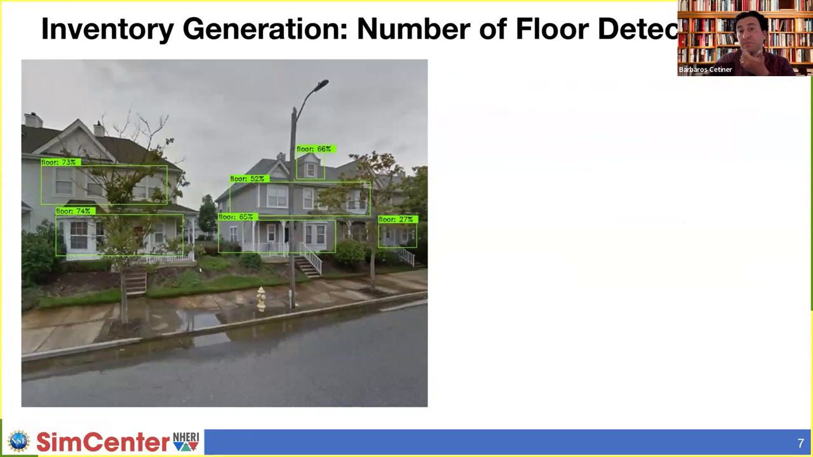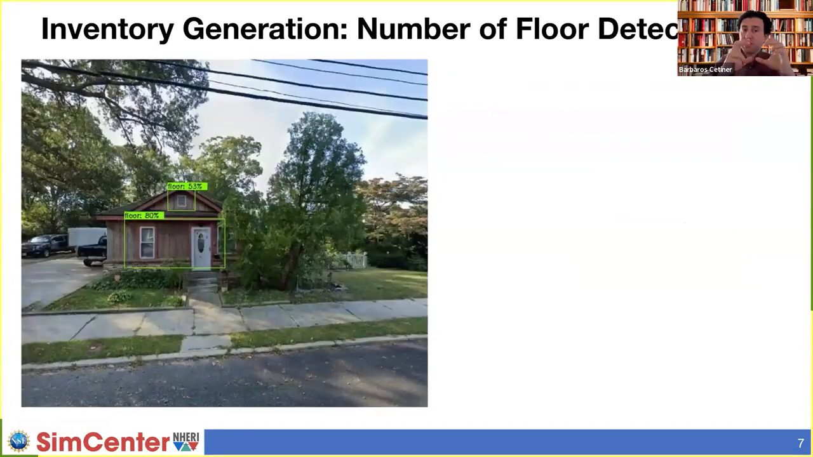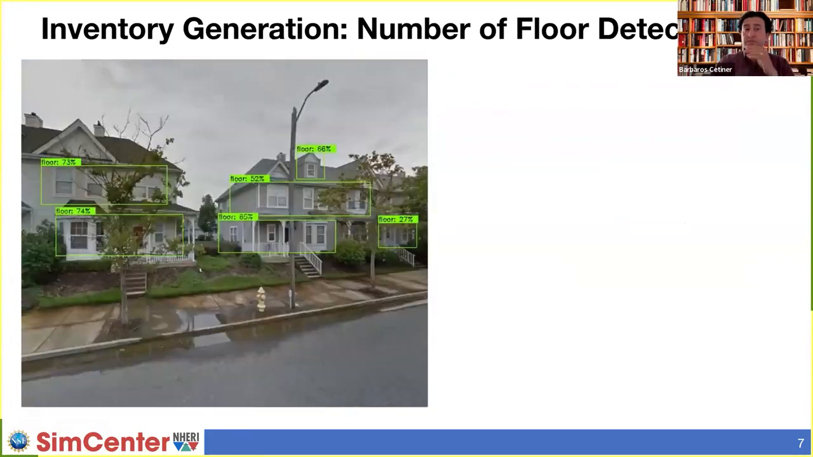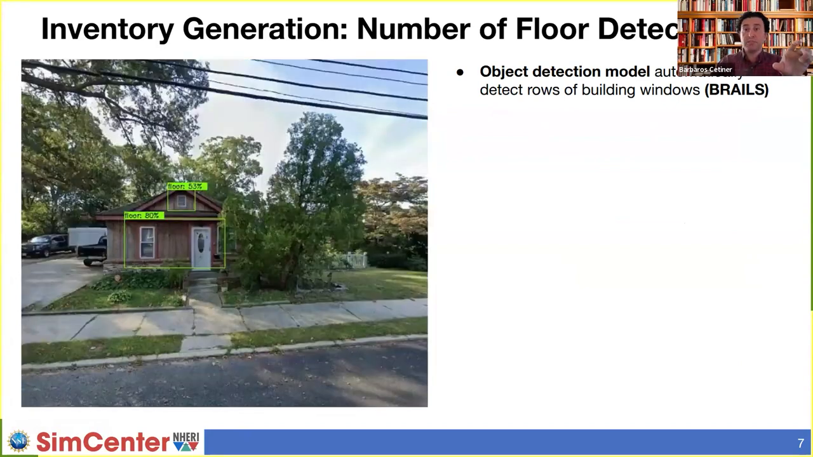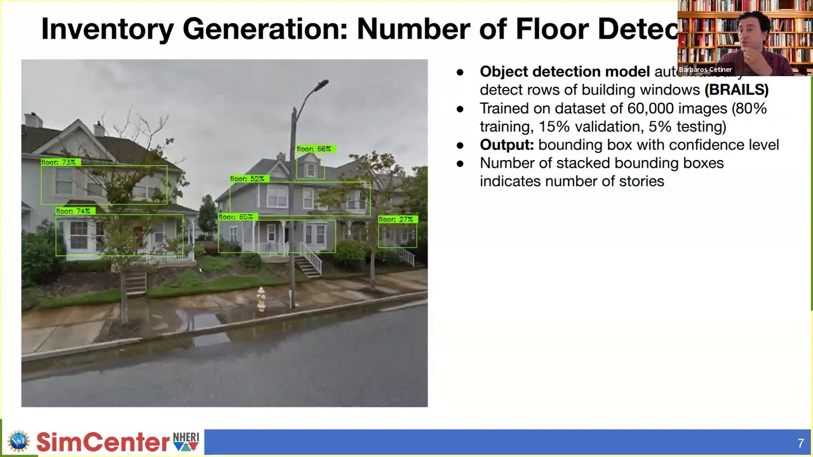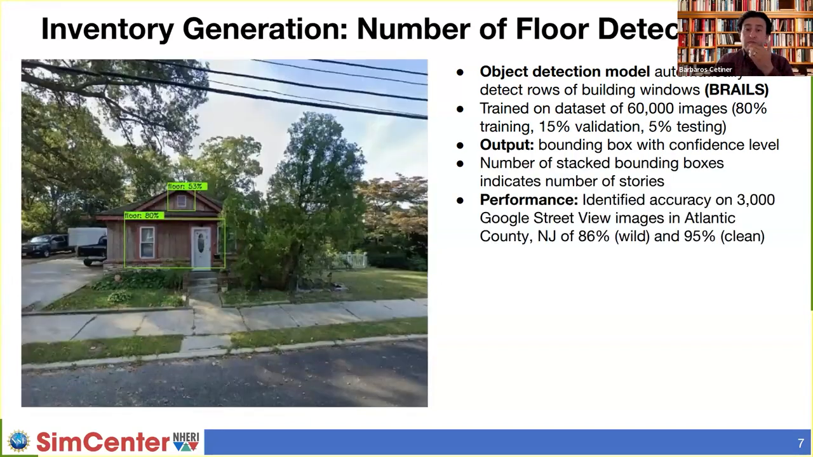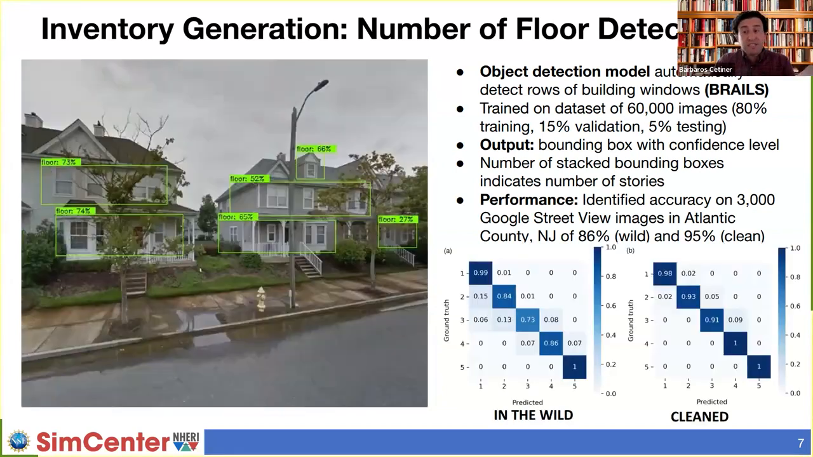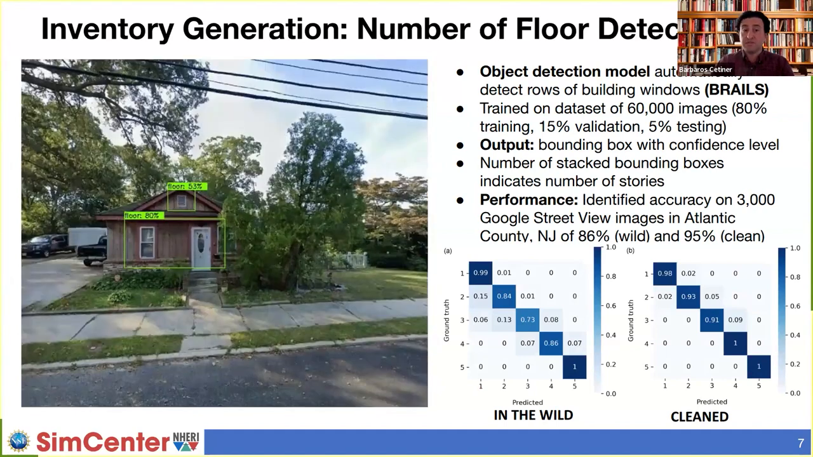Something similar that is done on sub-objects in an image is object detection. In the example of number of floor detection, we're looking at rows of windows that are detected automatically by a model. This model was trained on 60,000 images, puts bounding boxes around rows of windows, and gives you the number of floor predictions with around 86% accuracy in the wild, for the kinds of setups that we will be dealing with.